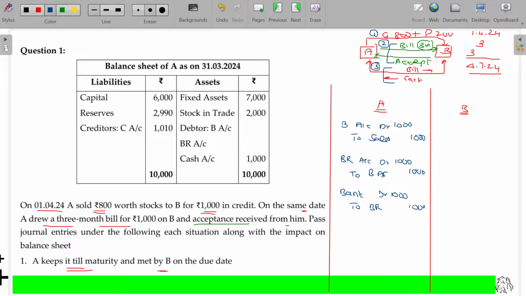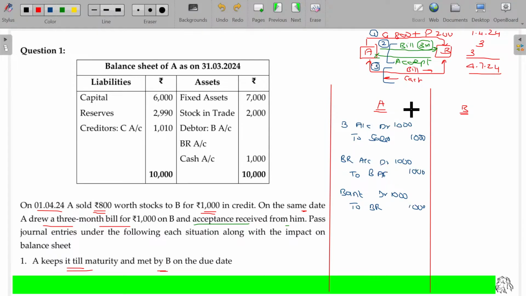That's all. For a better understanding, you can do it this way. B account debit, B account credit cancel. BR debit, BR credit cancel. Ultimately, we have what? Bank and sales. That's all. So only the sales journal entry, but the amount is not collected immediately.